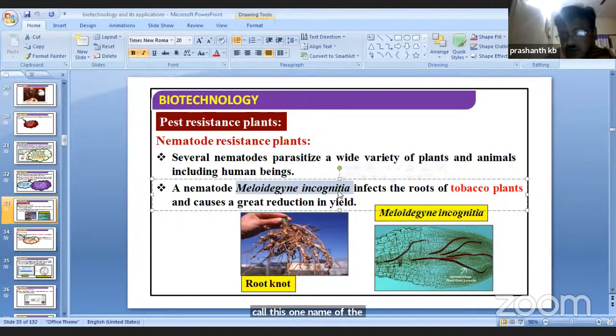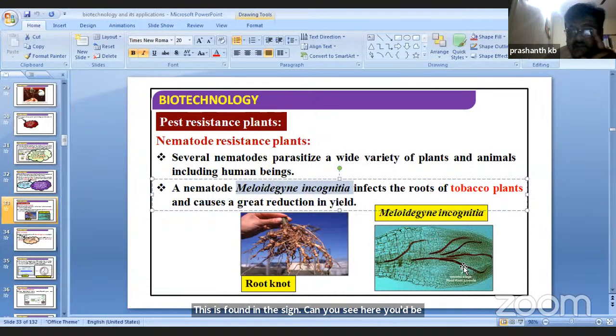This is found in the soil. Can you see here? It is not an earthworm. Don't get confused. It is not an earthworm. Little bit smaller in size. This is how it looks. Meloidogyne incognita. So this is the tobacco root system they are showing.